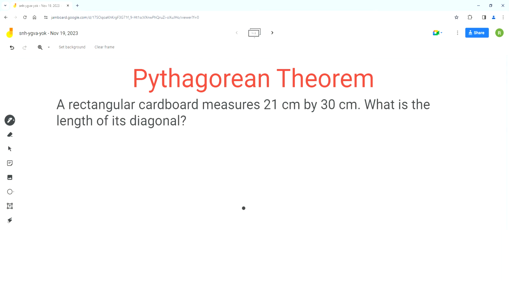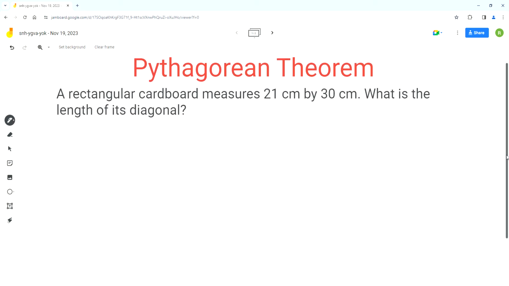Hello everyone, in this video we'll solve this word problem based on the concept of Pythagorean theorem. As per the word problem, a rectangular cardboard measures 21 centimeter by 30 centimeter and we have to find the length of its diagonal. So the first step here is to draw a diagram for this problem.